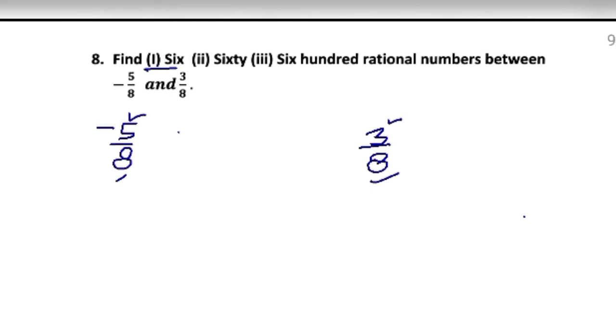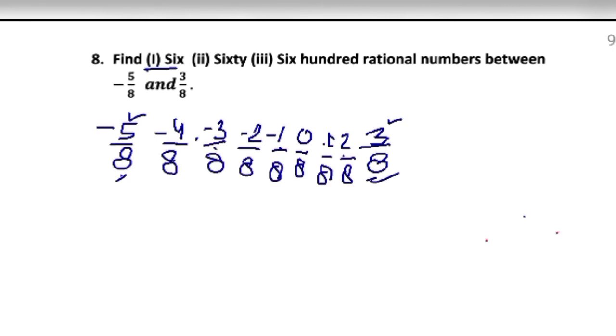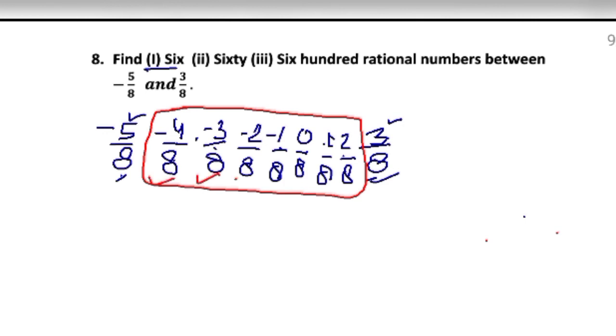Between minus 5 and 3 there will be minus 4, minus 3, minus 2, minus 1, 0, 1, 2 and then 3. So between minus 5 upon 8 and 3 upon 8 there are 1, 2, 3, 4, 5, 6, 7. These are rational numbers, but they were asking for the 6. So you can choose any 6. You can write any 6 rational numbers out of these rational numbers. Okay. Next they are asking 60 rational numbers.